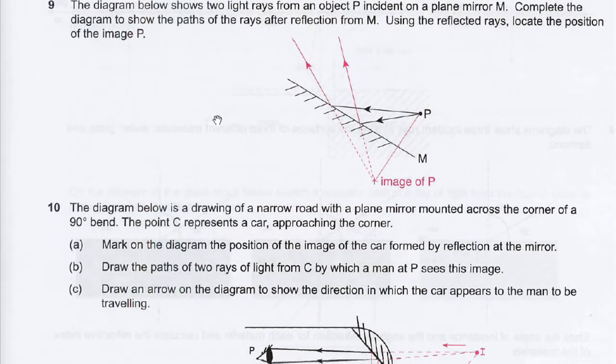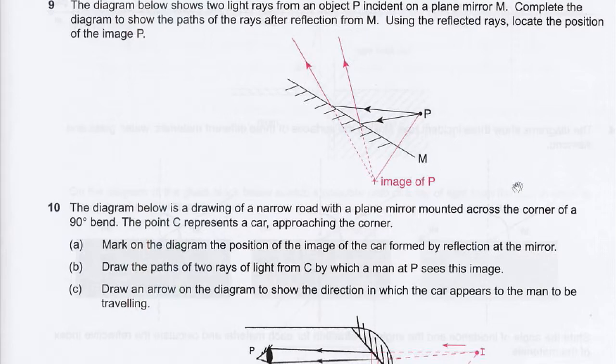In question 9, the question says that the diagram below shows two light rays from an object P incident on a plane mirror M. This is the object P and this is the mirror M. Complete the diagram to show the path of the ray after reflection from M. Using the reflected rays, locate the position of the image P. The question sounds a bit confusing, but don't worry. This question is actually very simple.